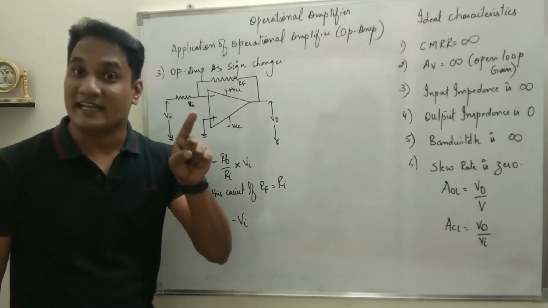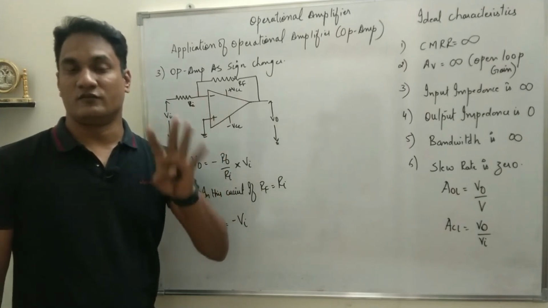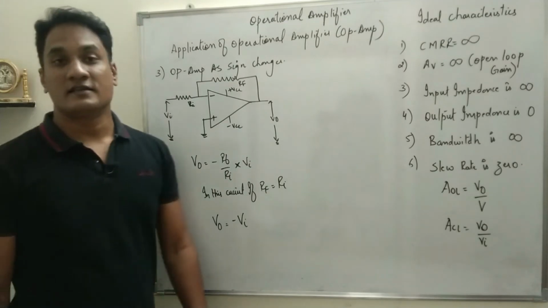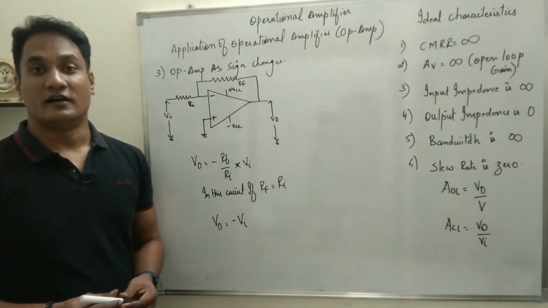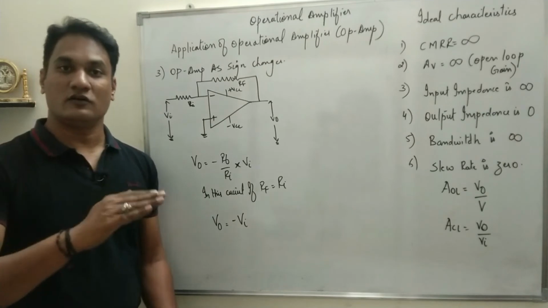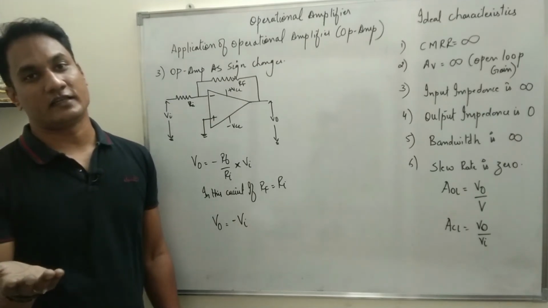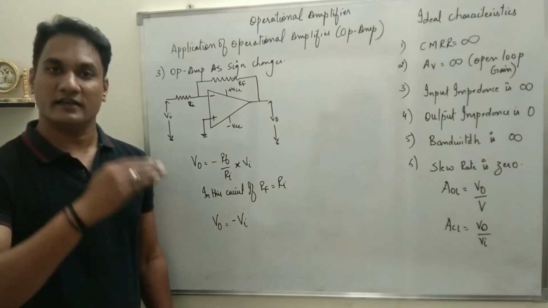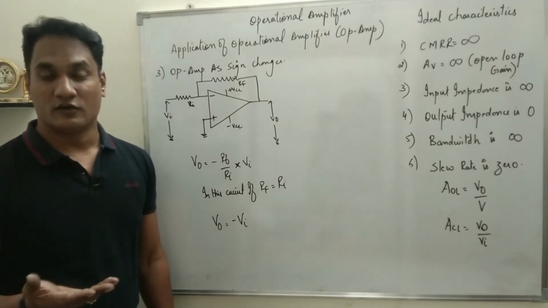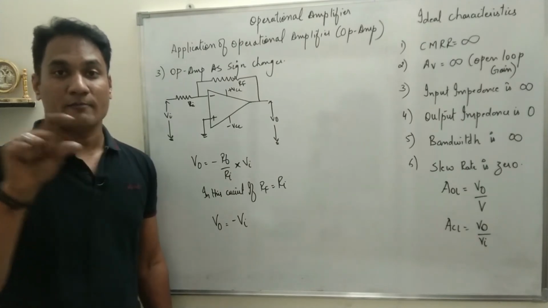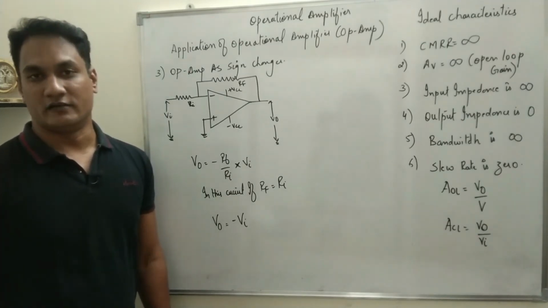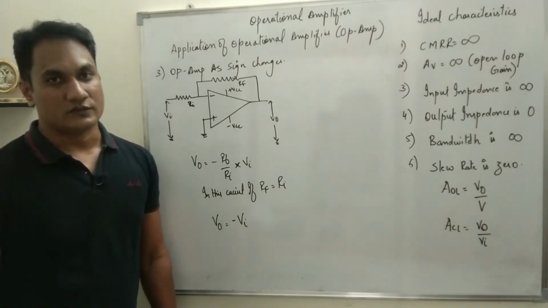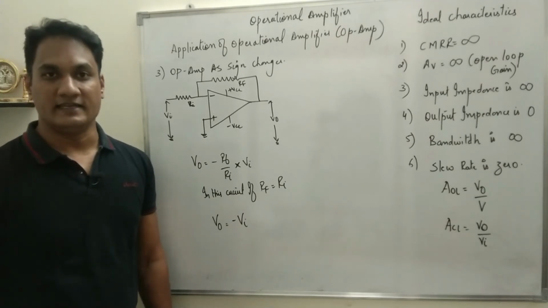But what happens to the sign? The sign changes from positive to negative or negative to positive, and that is why we say op-amp as sign changer. If you remember, it's nothing but a NOT gate, right? When you give 0 at the input, you get 1 at the output, and when you give 1 at the input, you get 0. So it complements the value. Here it complements the sign. If you give a positive value, you get the same amplitude at the output with a negative sign, and if you give negative values, you get the same amplitude with a positive sign. So that is what op-amp as sign changer is.